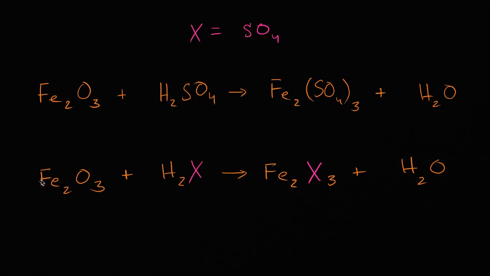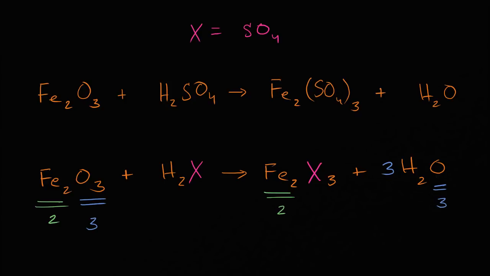So let's start with the iron. So over here I have 2 irons. And over here on the right-hand side, I have 2 irons, so it doesn't feel like I have to tweak the irons at all. Now let's move on to the oxygens. I have 3 oxygens here on the left-hand side. On the right-hand side, I only have 1 oxygen, but I can change that by saying let's have 3 water molecules. So then this is going to be 3 right over here.